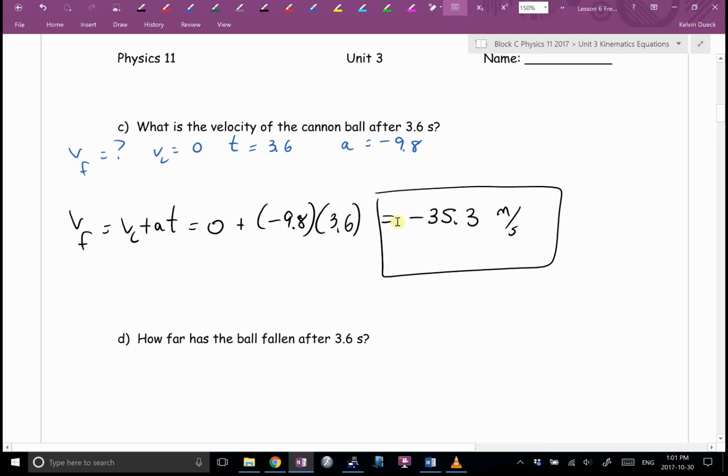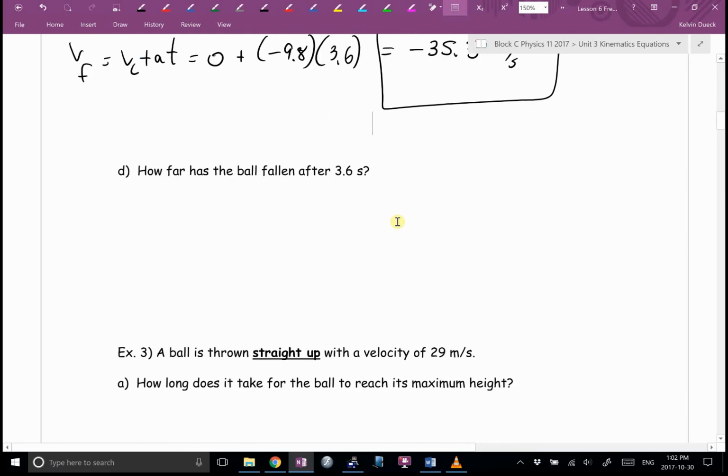What else can we figure out? What else do we know? What else can we calculate? Oh, I could say, how far has the ball fallen after 3.6 seconds? Oliver, what's this question asking me to find when it says how far? Is this the same time value as part C, 3.6 seconds? So same VI, same A. Okay, I'm not going to relist everything. How could I figure out how far?